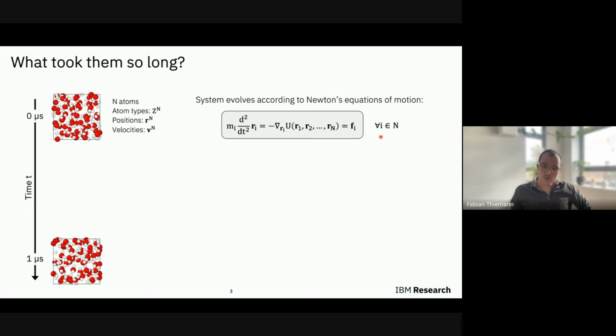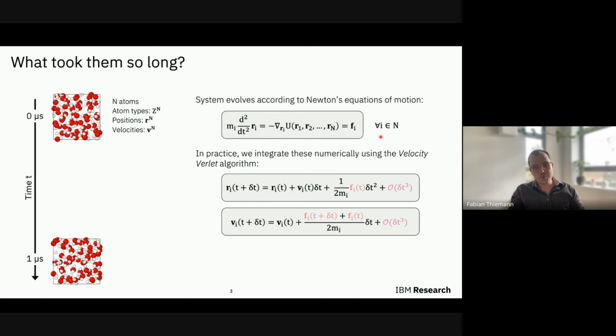How do we usually go about solving this equation? Well, we numerically integrate it in MD simulations. One of the most common algorithms for this is the velocity Verlet algorithm, implemented in most common packages like LAMMPS, ASE, and so on. What we basically do is say, given the current state t, we predict new positions and new velocities at a new state, t plus delta t.